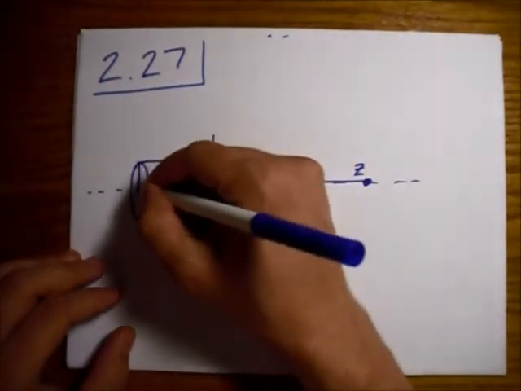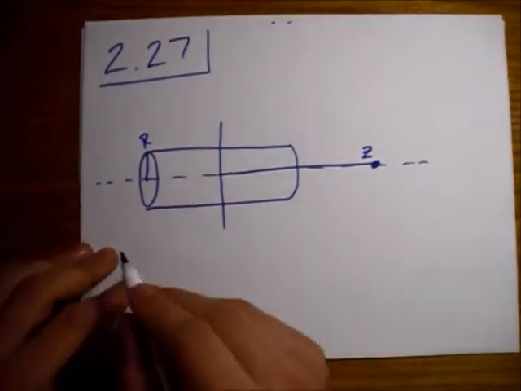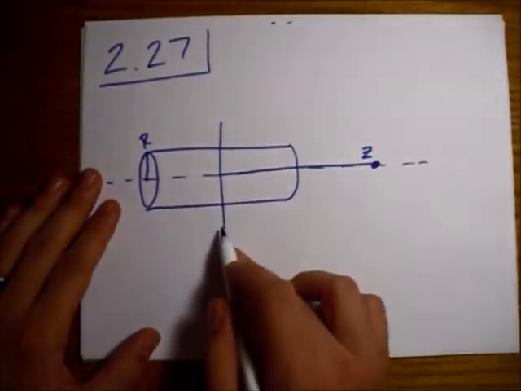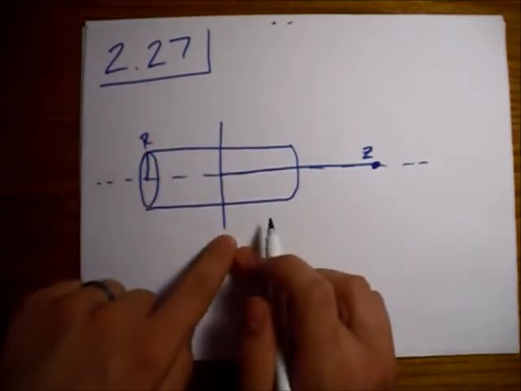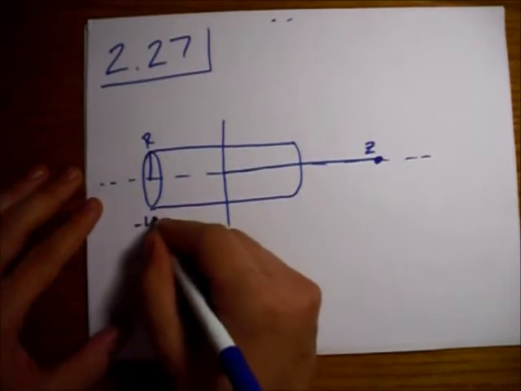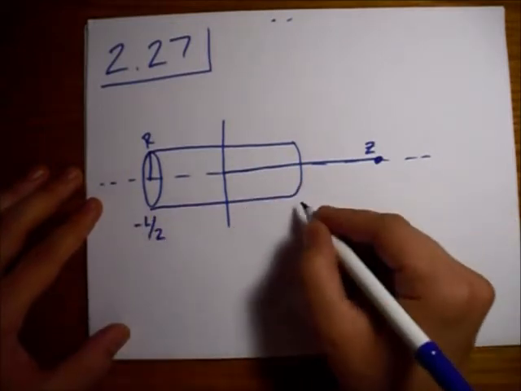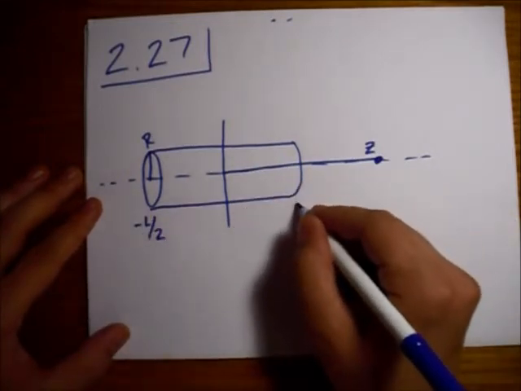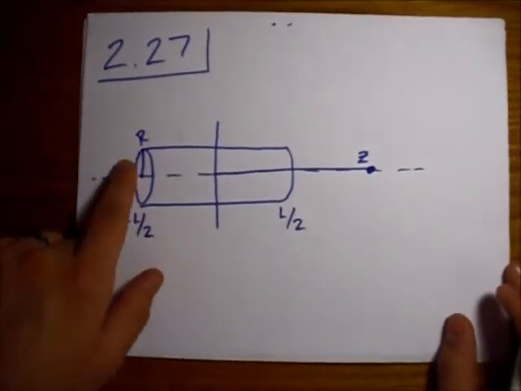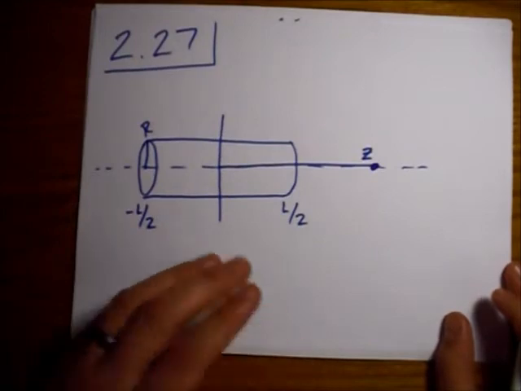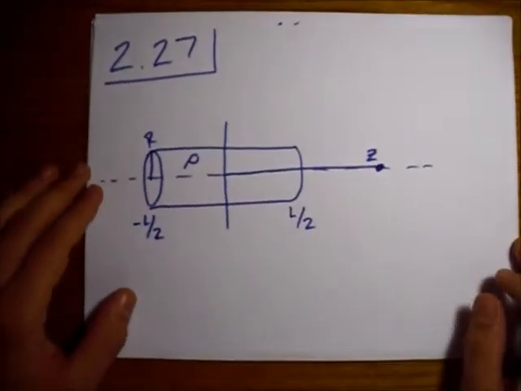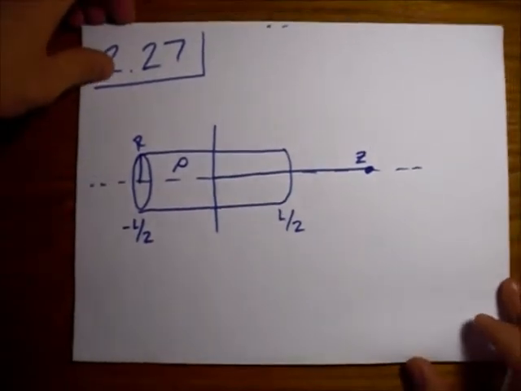So let's draw a few of those things in there. Here's R. We're calling 0 here at the midpoint of this cylinder, so it will come out here to minus half of L and go out to plus half of L. It has a radius of R, and the volume charge density of rho.